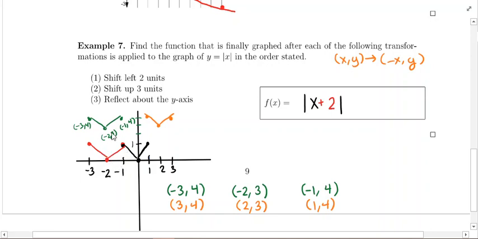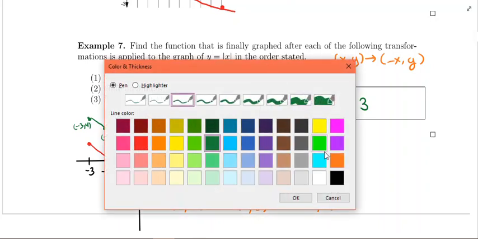Now we want to get to the green graph, so you have to go up 3 units. If that's a vertical shift, you're going to add outside of the parentheses or the absolute value symbols here. So this should give us the green graph. The last thing we need to do is reflect over the y-axis to get the orange graph.